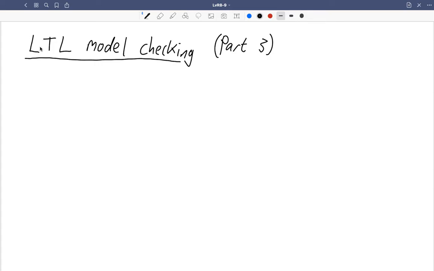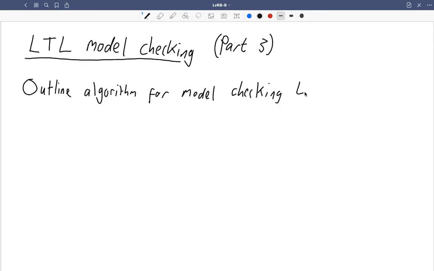So here's the outline algorithm for model checking LTL.